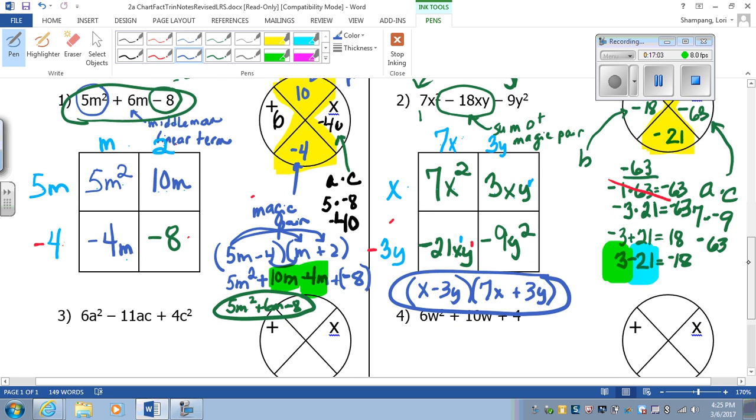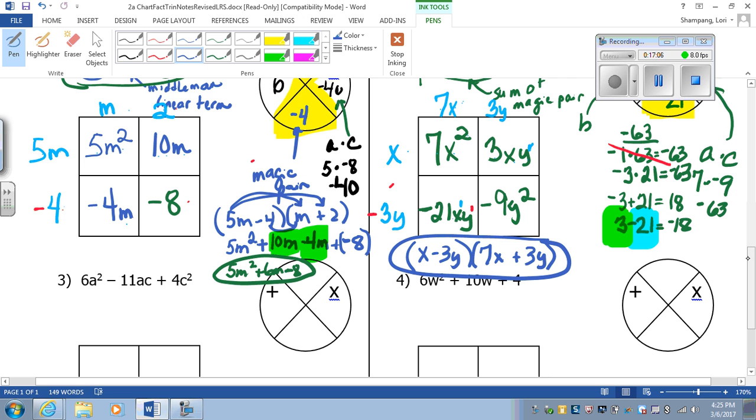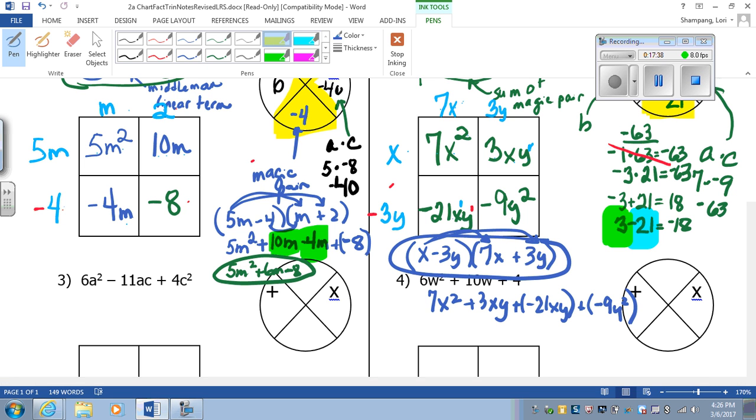So let's do that using FOIL. We have 7x squared, so that's the first. And then we're going to take the outer, which is 3xy, plus the inner, which is negative 21xy, plus the last, which is negative 9y squared. So what I'm going to do now is combine my like terms, and remember those two are my middlemen. So we have 7x squared, 21 minus 3 is negative 18xy. And then we have our negative 9y squared, so we can just add it at the end.